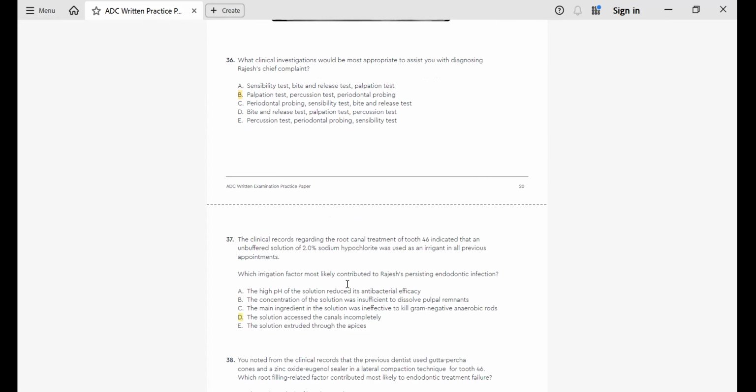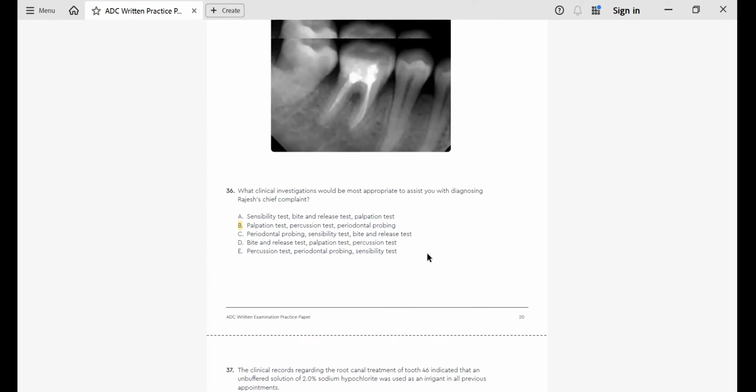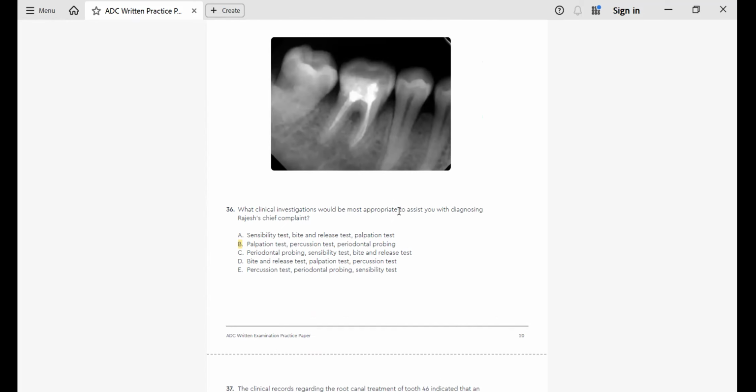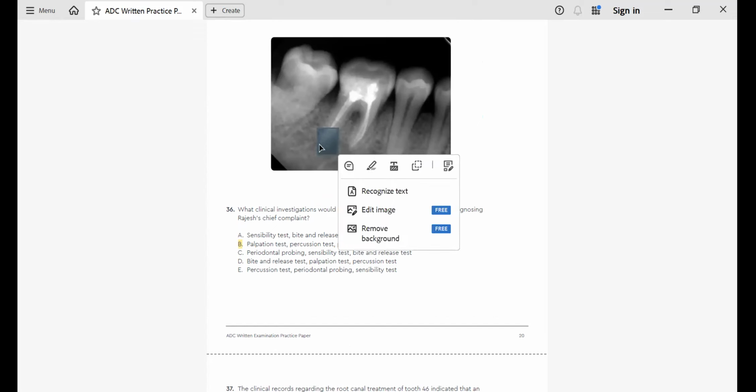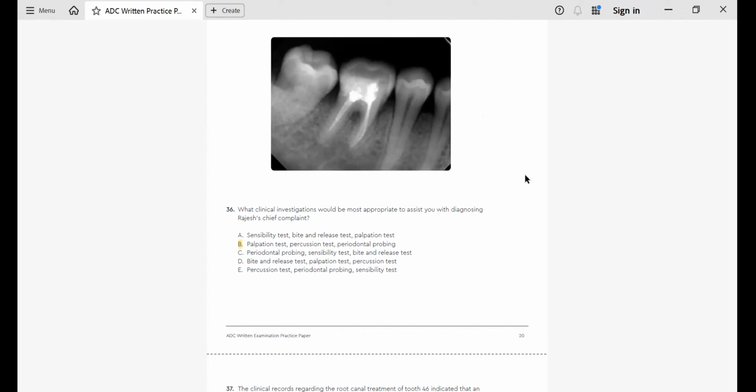Which irrigation factor most likely contributed to Rajesh's persisting endodontic infection? The answer is solution accessing the canals incompletely. How do we know that? Because we can see that most likely this area has not been, number one, debrided, which is more important. Secondly, not obturated. Debridement is more important than obturating. What you take off the canal is more important than what you put inside the canal.